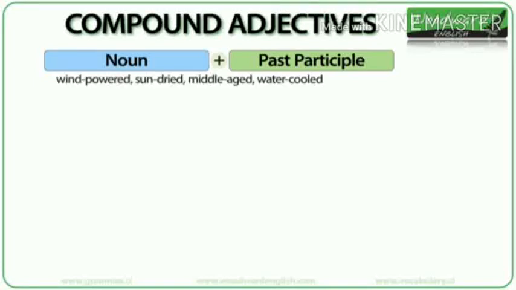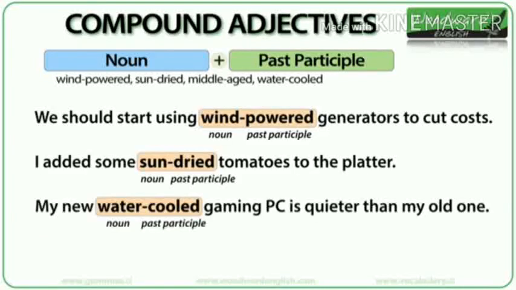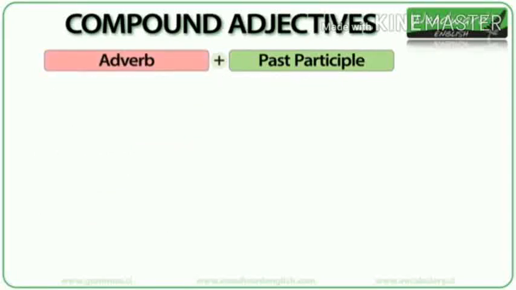Now, using noun plus past participle, we can make compound adjectives. Wind-powered, sun-dried, middle-aged, water-cooled. These are the noun plus past participle compound adjectives. We should start using wind-powered generators to cut costs. I added some sun-dried tomatoes to the platter. My new water-cooled gaming PC is quieter than my old one. Now, wind-powered, sun-dried, water-cooled. All these three words are made from using noun plus past participle.